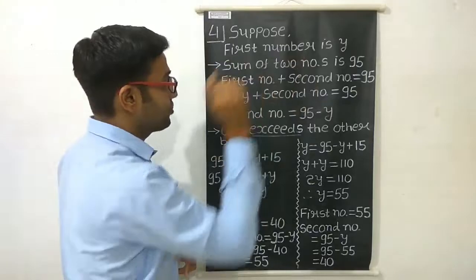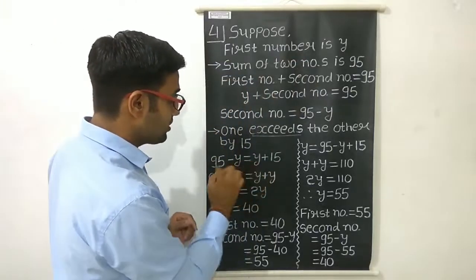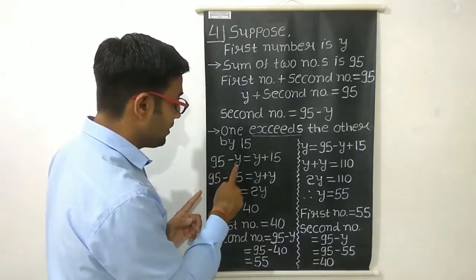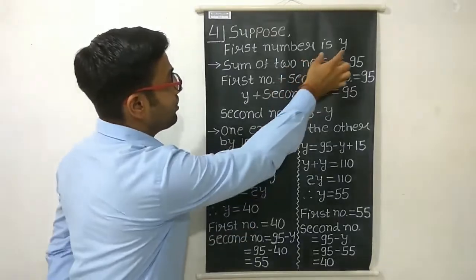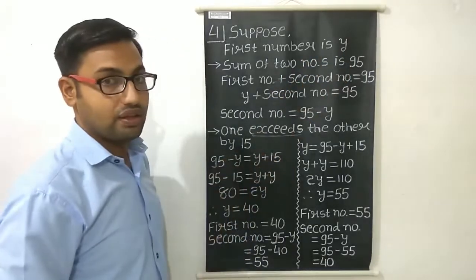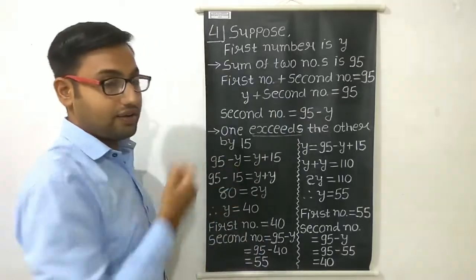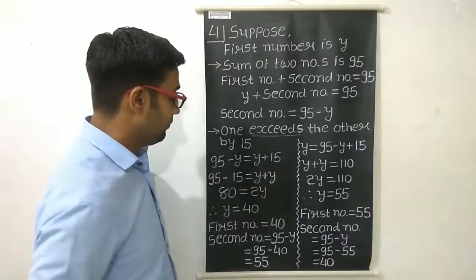That is the first number. Okay, so by doing this, now both the sides become equal. That is why we can write down 95 minus y. Second number is equal to first number plus 50. Why? Because we have supposed that the second number is greater. Okay, now this will become an equation.